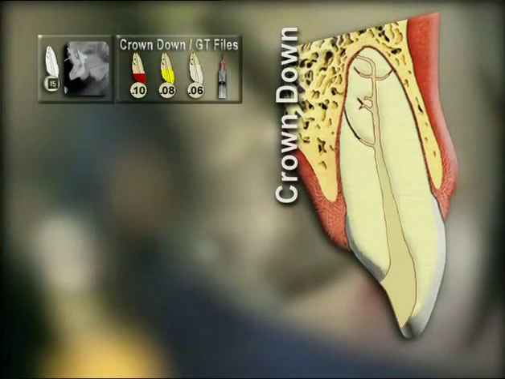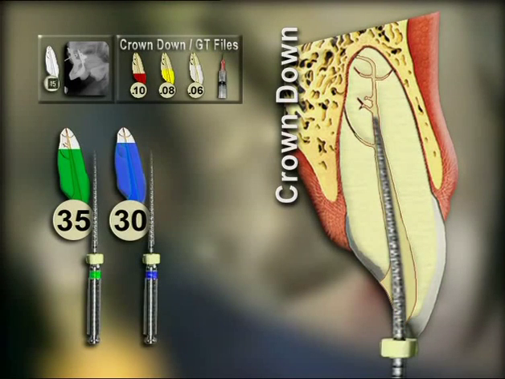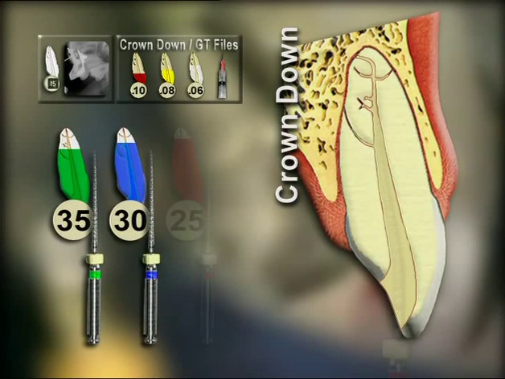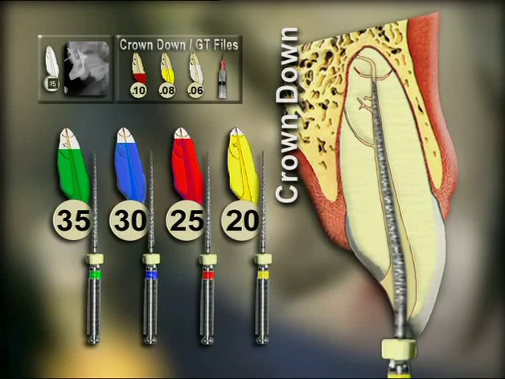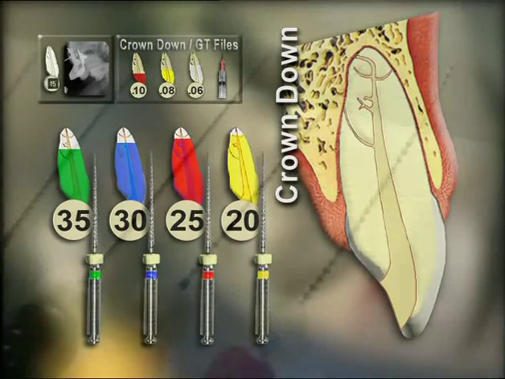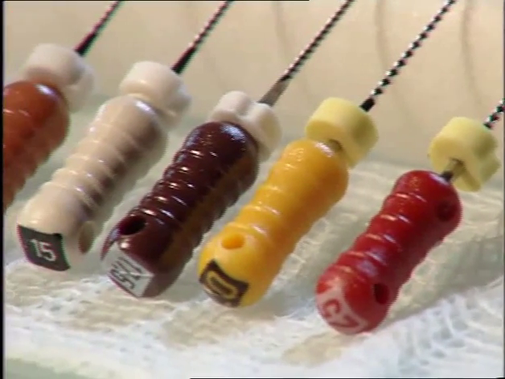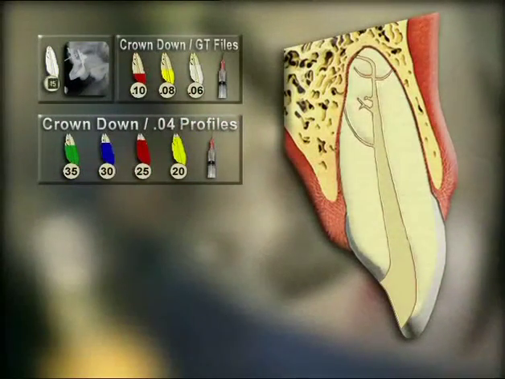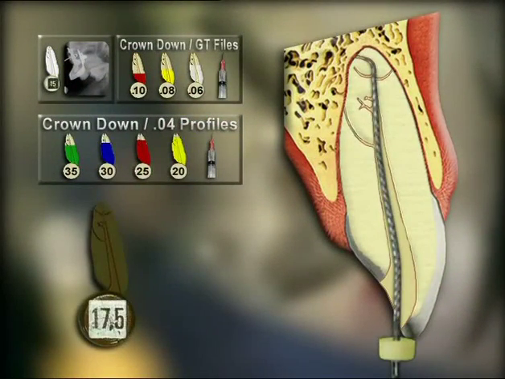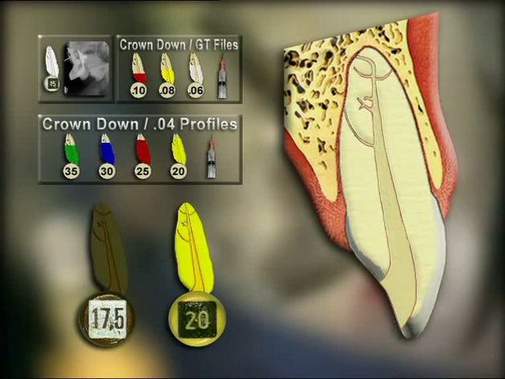In this case, 0.04 profiles in sizes 35, 30, 25, and 20 are used. Finally, small pre-curved K-files are used to explore the actual size of the apical foramen. The position of the file, which slides passively to the foramen, can be controlled radiographically.